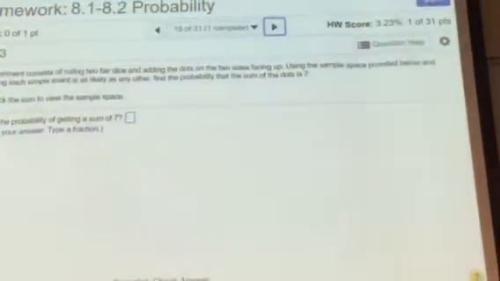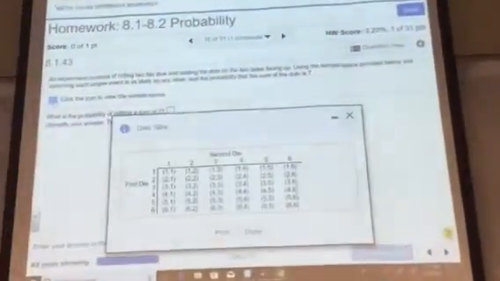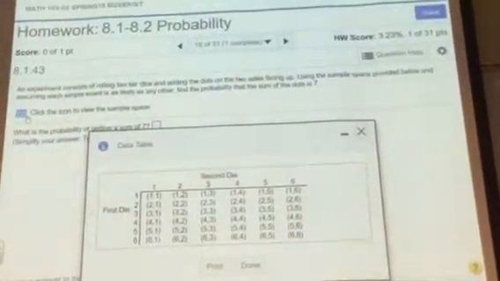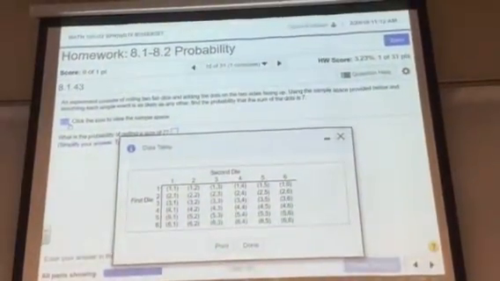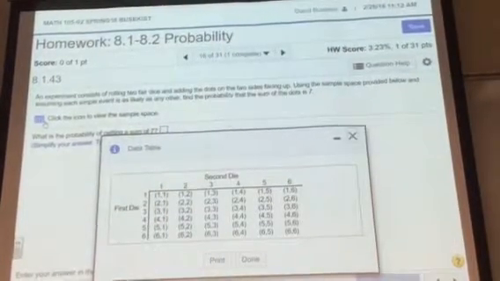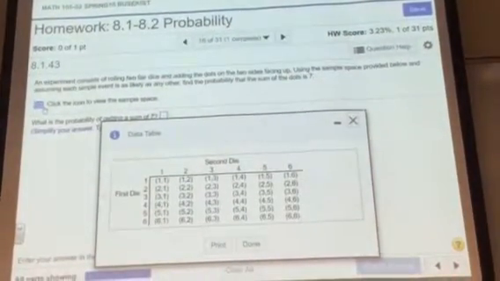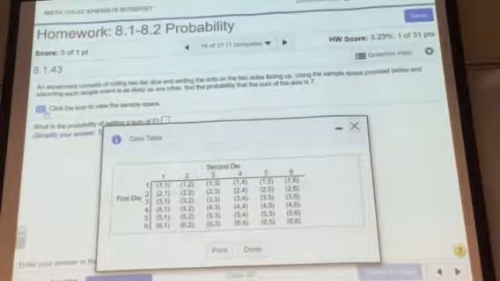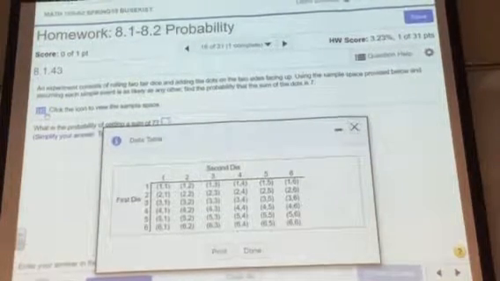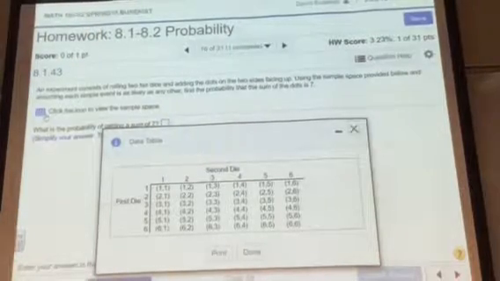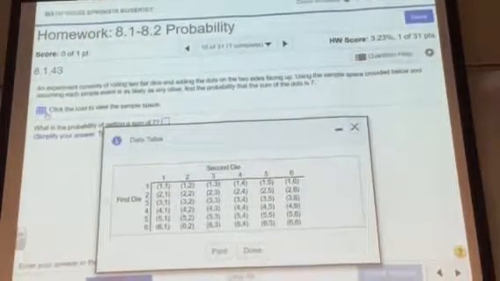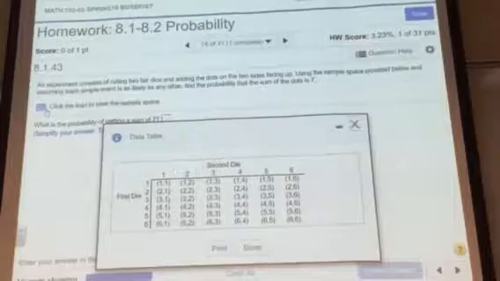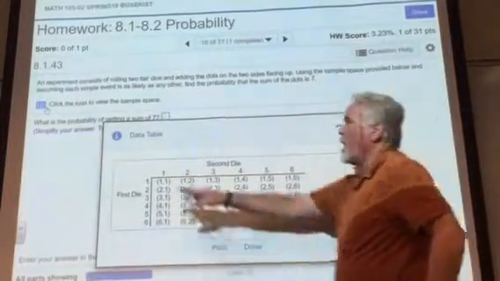The author is very nice in that he allows you to see the sample space in the body of the problem instead of having to try to figure out what happens when you have two dice that you roll. You do not have to memorize this. This will appear as a pop-up icon for you. You'll always be able to get to it because it sits right here.